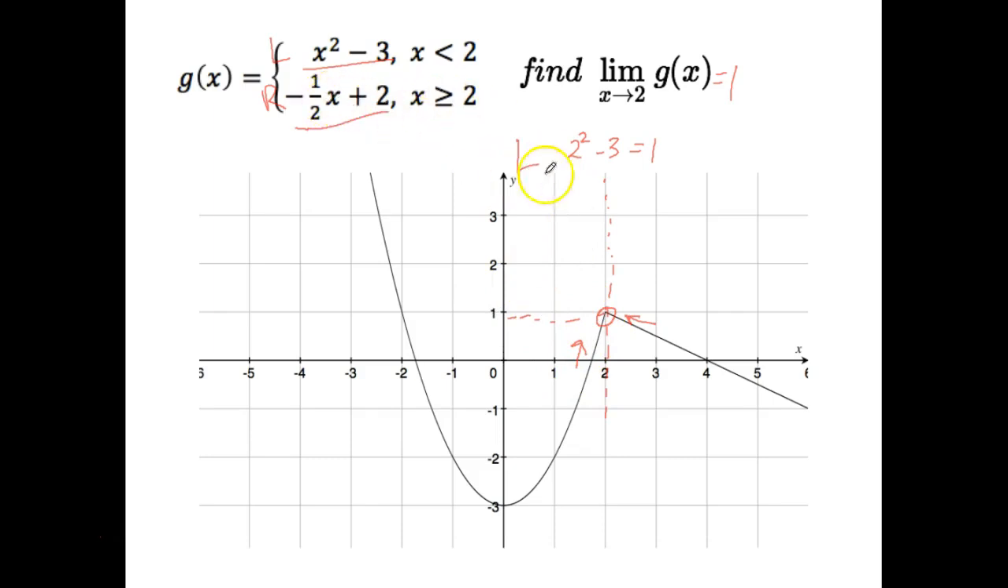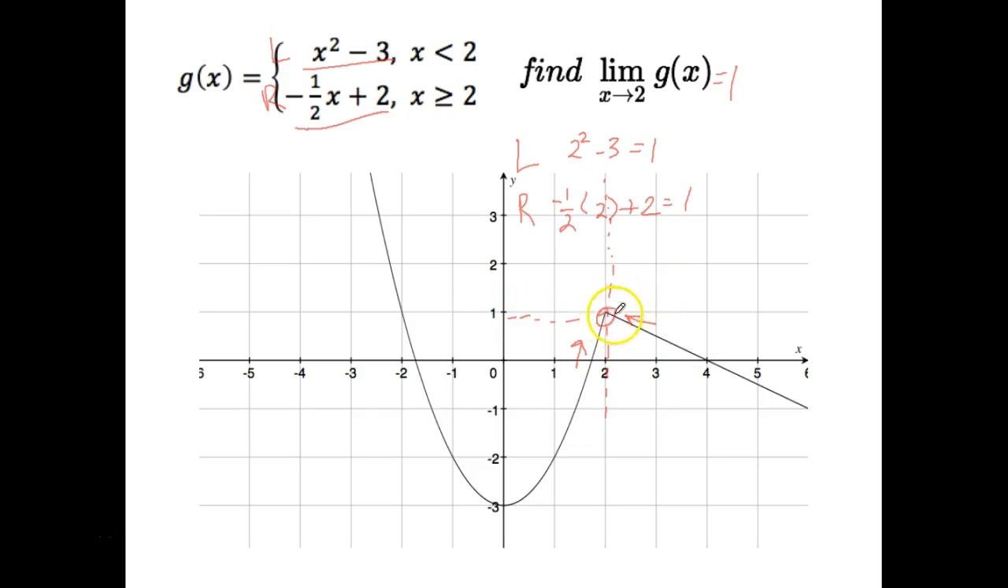Now let's check from the right. We have a negative half times 2 plus 2. And that makes negative 1 plus 2 is 1. So from the right, I know that my function is also approaching a y value of 1.